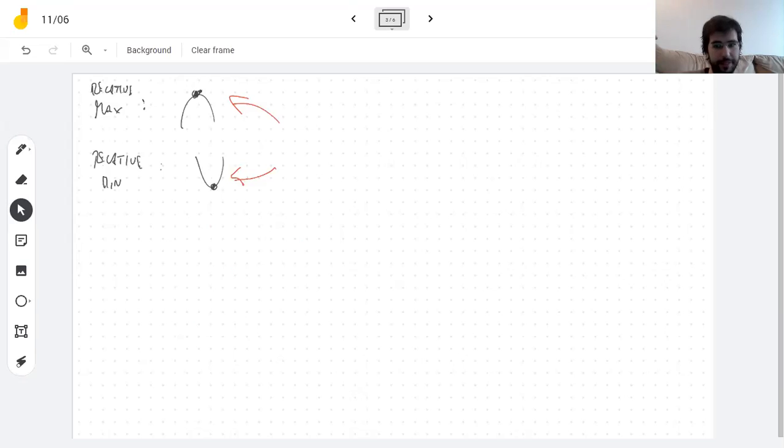If you have a relative max, the function is concave down, right? And if you have a relative min, the function is concave up. Thank you very much, Matthew.